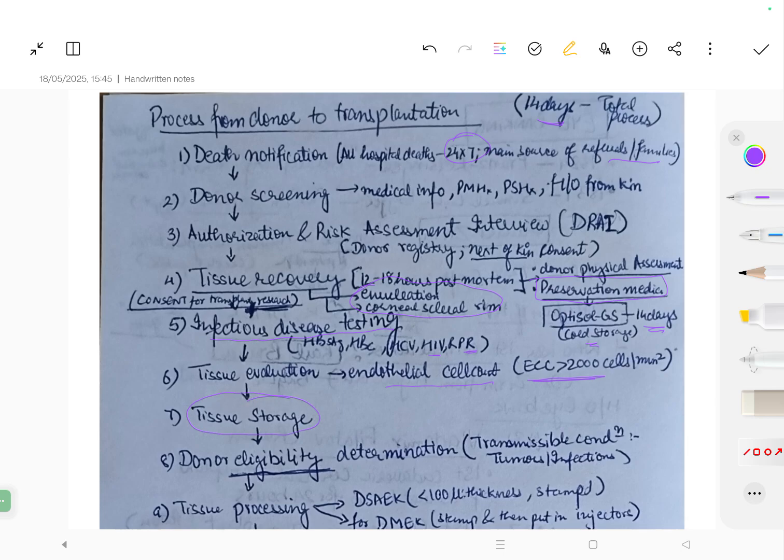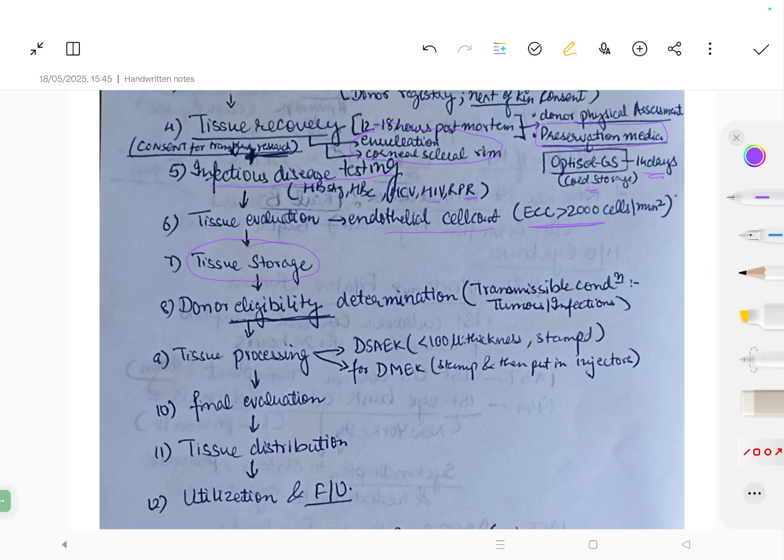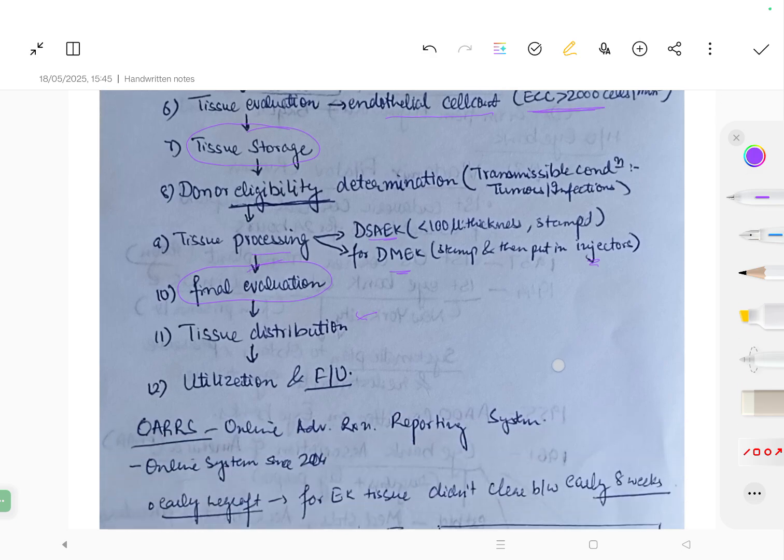After donor eligibility determination and ruling out any transmissible conditions such as tumors or infections, the tissue is sent for processing for DSEK or for DMEK. For DSEK, the tissue is less than 100 micron thickness, with the stamp, and for DMEK, the stamp is put and then the tissue is put in the injector. The final evaluation is done and the tissue is distributed to the hospital for utilization and follow-ups.